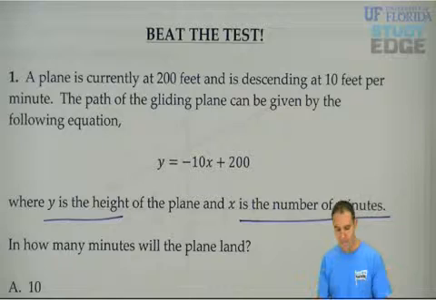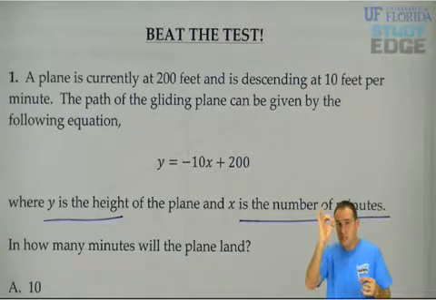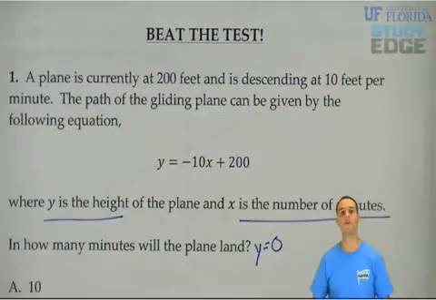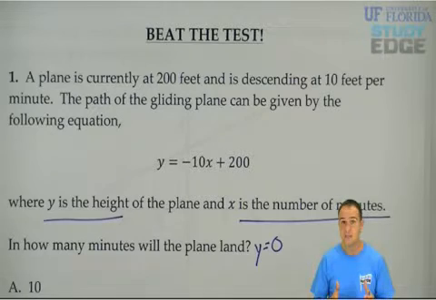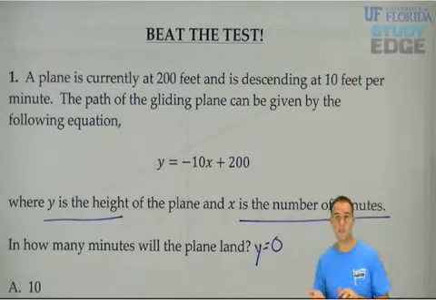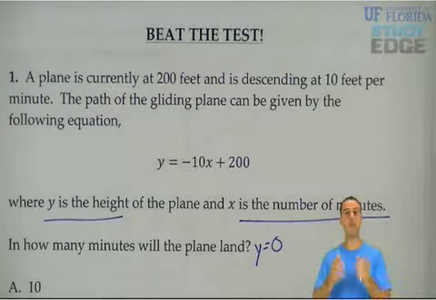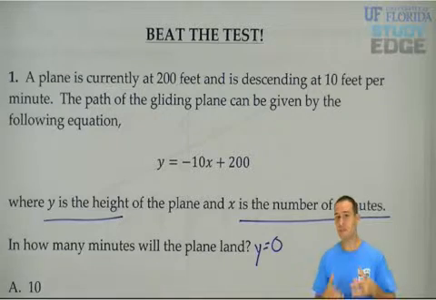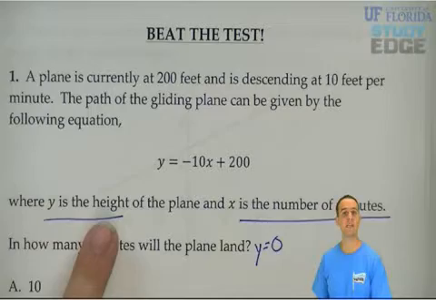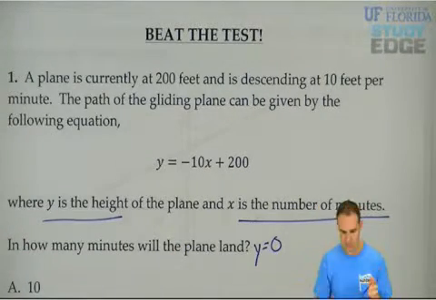Well, the plane will land when what happens? When the height is 0. So when the height is 0, that means when y is 0. They're asking you for, basically, an x-intercept, because an x-intercept is where y is 0. So notice how they took a word problem and asked you for an intercept, but say where it lands. Where it lands is where the height, y, is 0. That's the trick to this question.